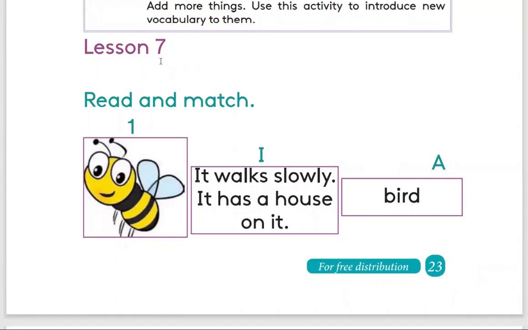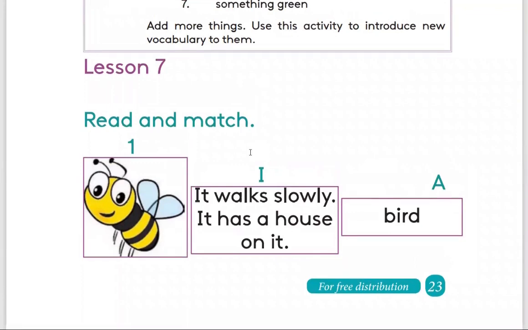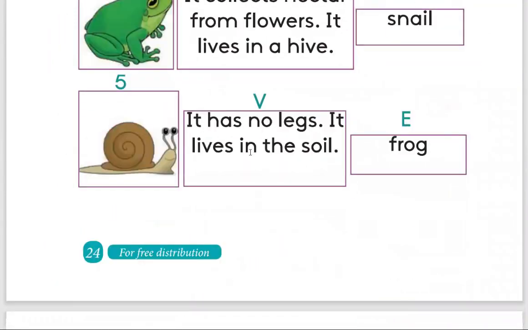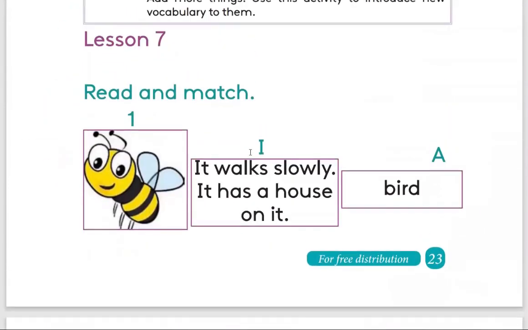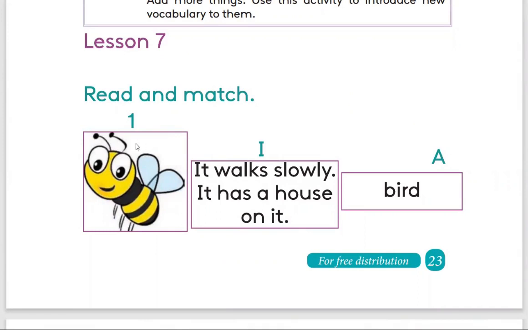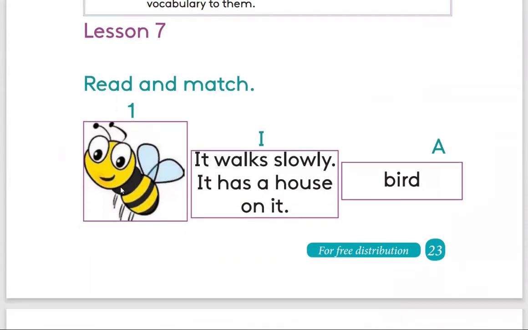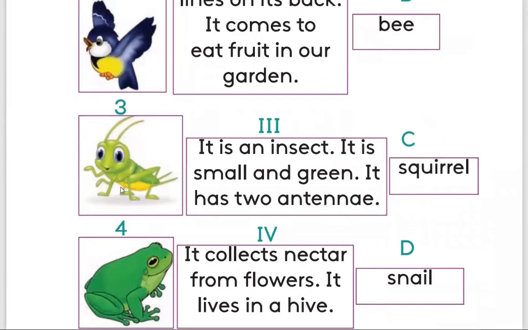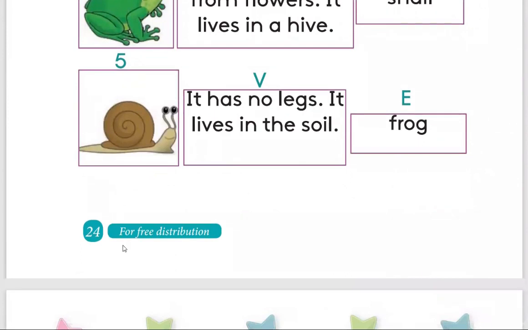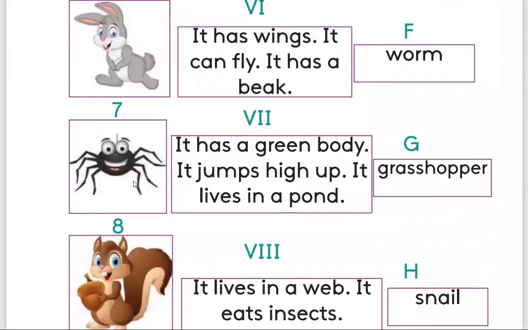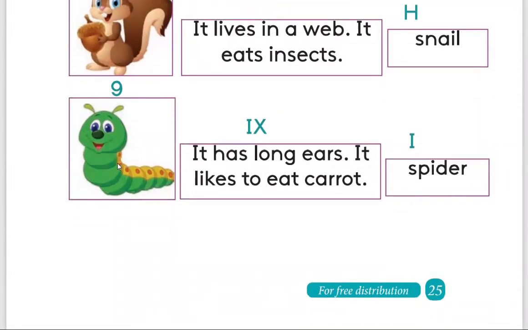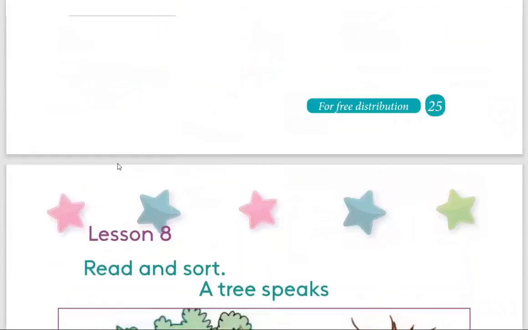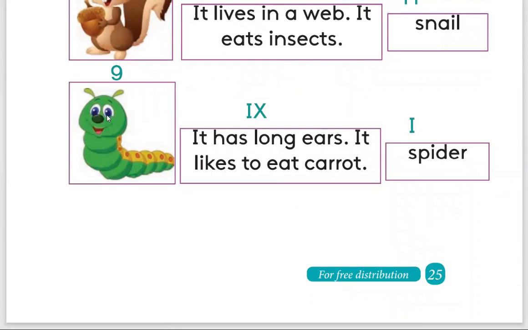Okay, our next activity, lesson 7. Read and match. See, page 23, 24, my dear, 24, and also in 25. See, that's a nice activity, right? See, here on this side, you can see some creatures, some animals, animal friends. Let's see, what are the animals you can see? Here you can see a bee, a bird, a grasshopper, a frog, a snail, a rabbit. Who is this? A spider, a squirrel, and who is this? Worm, a worm. Okay, a worm is also at the end, right?